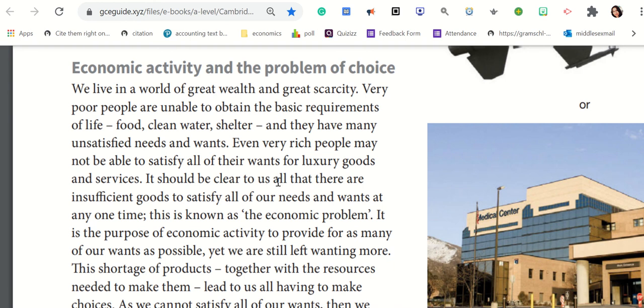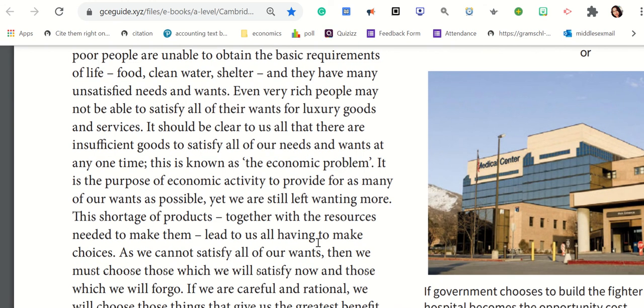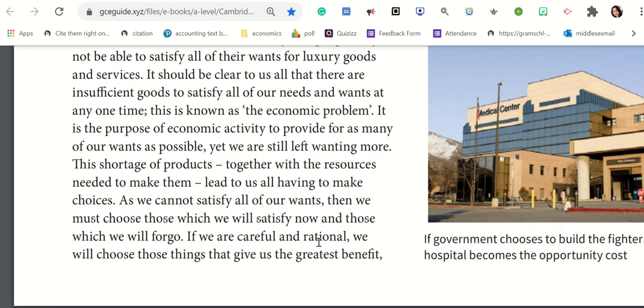It should be clear to us that there are insufficient goods to satisfy all our needs and wants at any one time. This is known as the economic problem. Because we are not always satisfied with what we have. We always try to move to the next level of our life. So see, there is always an economic problem. Poor people have the economic problem of overcoming their basic necessities, whereas the rich have the problem of moving to the next level because they are not satisfied with what they have.